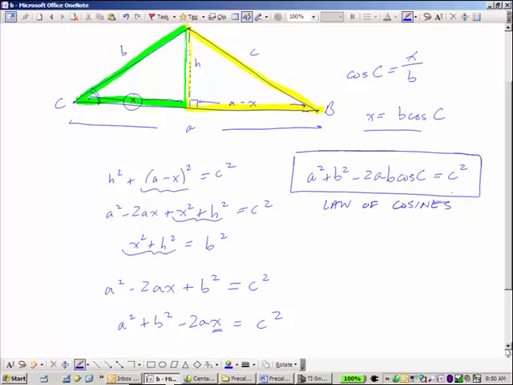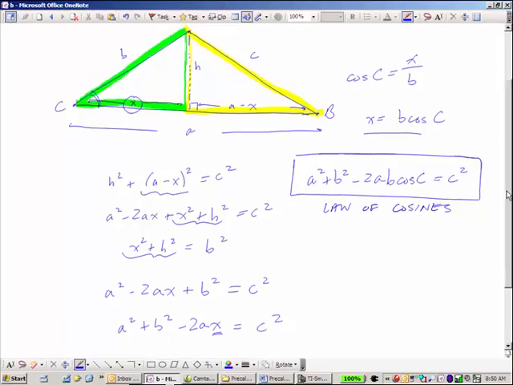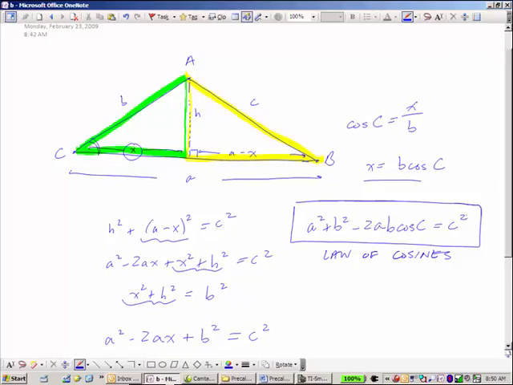And here's the beauty of this relationship. This relationship works for any triangle. Not just right triangles, but any triangle. It's based on the fact that any triangle can be broken into two right triangles, but the triangle itself, the big triangle, doesn't have to be a right triangle. So the beauty is it works for any triangle. The sort of bummer is it's not as easy to remember as the Pythagorean theorem, right? A squared plus b squared minus 2ab cosine C equals c squared.